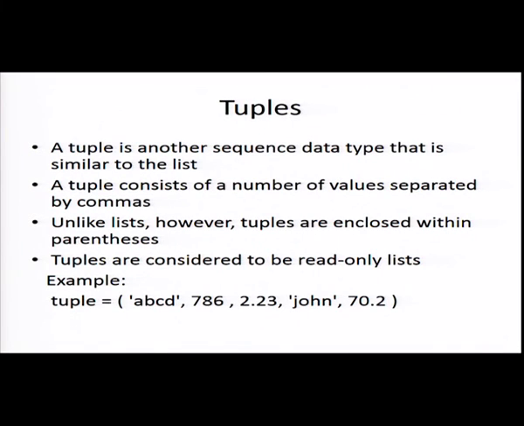Now, let us see about tuples. A tuple is another sequence data type that is similar to that of list. A tuple consists of a number of values separated by commas. Unlike list, tuples are enclosed within parentheses. Tuples are considered to be a read only list. We will see more about lists and tuples in the forthcoming sessions when we work with more and more Python codes. Then about the dictionary.